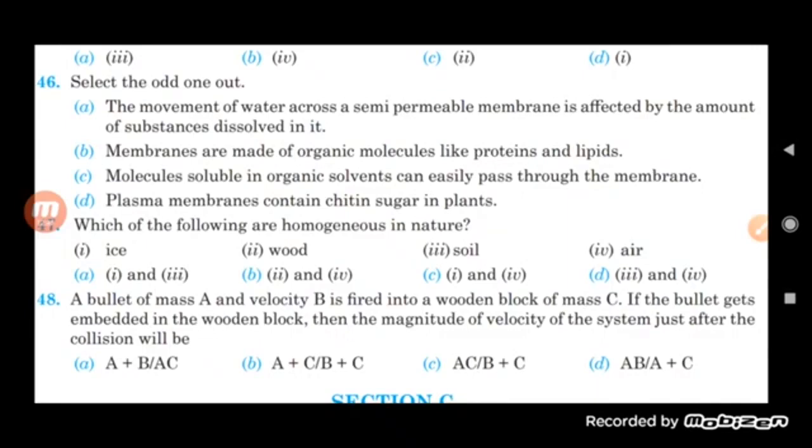Molecules soluble in organic solvent can easily pass through the membrane, and the plasma membrane contains sugar. In plants, it contains chitin, sugar. So we can say here that the correct option will be D, students, where the plasma membrane contains chitin and sugar in plants, because the other options are talking about the membrane only. And you know that chitin is basically present in fungus, and cellulose is what the plant cell wall is made up of.